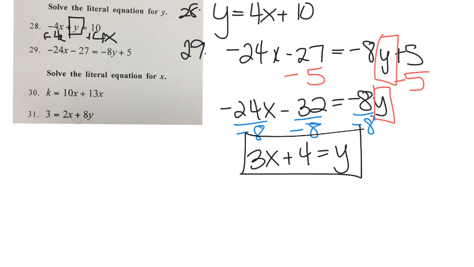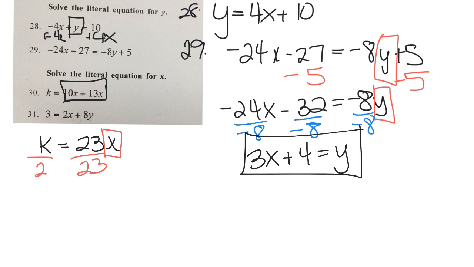Now number 30 has two x's on this side, and it wants me to solve for x, so I'm going to start by combining my like terms. k equals 23x. And then I want to get x by itself. So we're going to divide by 23. And we can say that x, or let's do the k first on this side. k over 23 is equal to the x.